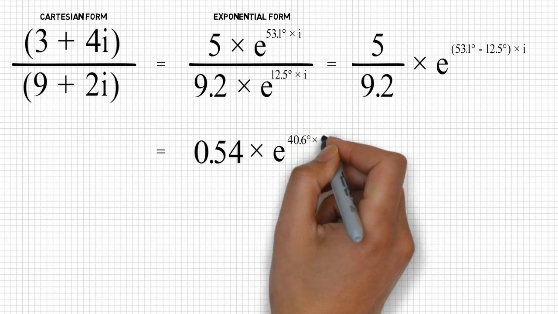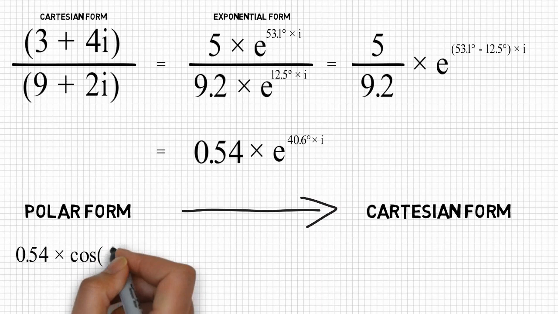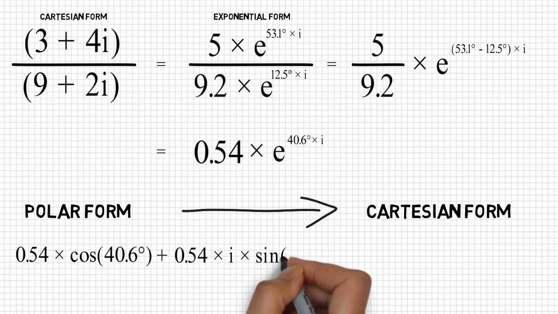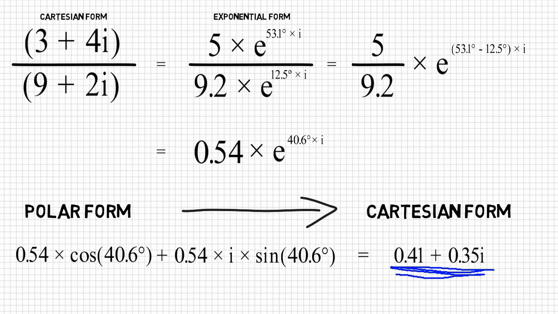Using the polar form, we can convert this back into the Cartesian form, which gives us 0.54 times the cosine of 40.6 degrees plus 0.54 times i times the sine of 40.6 degrees, which gives us the result 0.41 plus 0.35i. The same result as we got before, but arrived at with much greater ease.